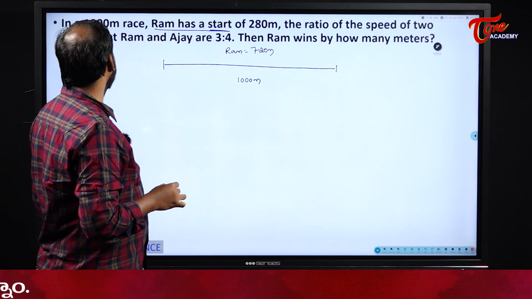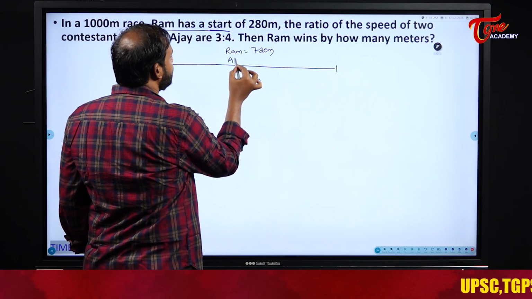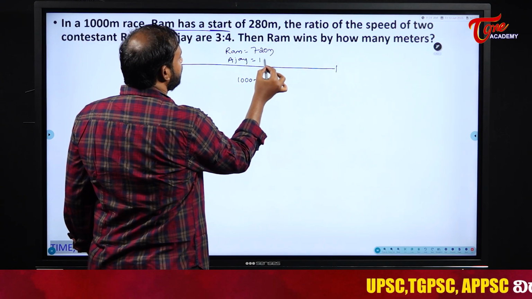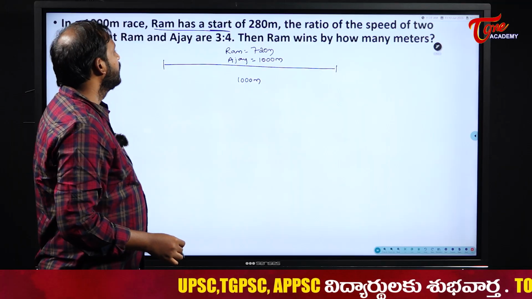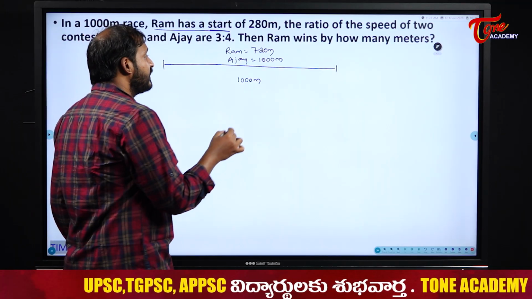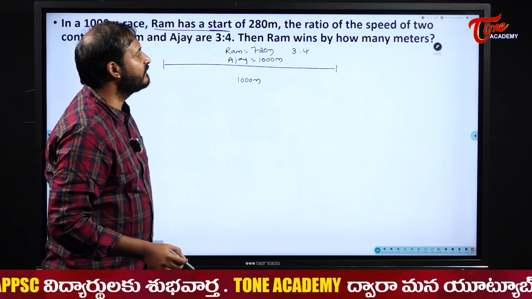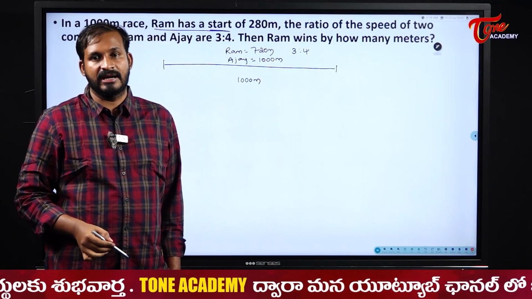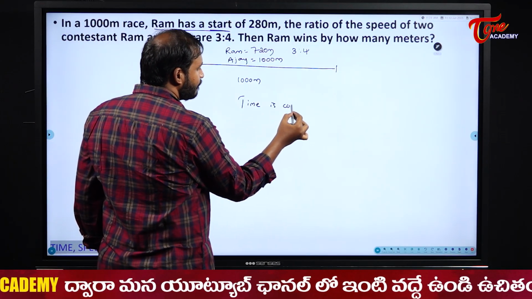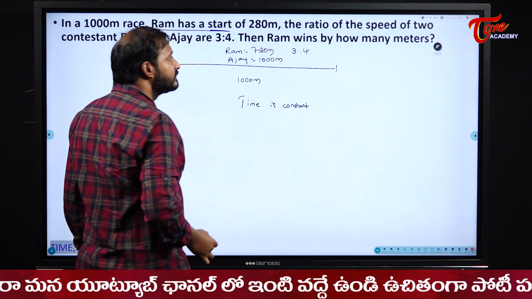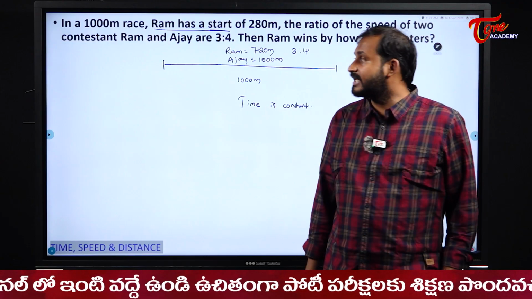The ratio of speeds of the two contestants, Ram and Ajay, is 3:4. That means Ajay will cover what distance, students? He will travel the full 1000 meters. And the speeds ratio is 3:4. Then Ram wins by how many meters? Here time is constant. So when time is constant, their speeds are in the ratio of 3:4.